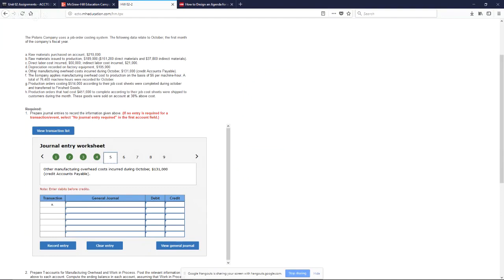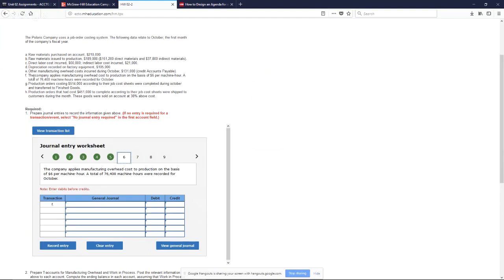Okay, that's good. Number 5. Manufacturing overhead costs. I only knew how to do this one because it actually says credit accounts payable. But I was like, who do I credit? And then I read that. So other manufacturing. Yeah, right. 131, 131. All right.